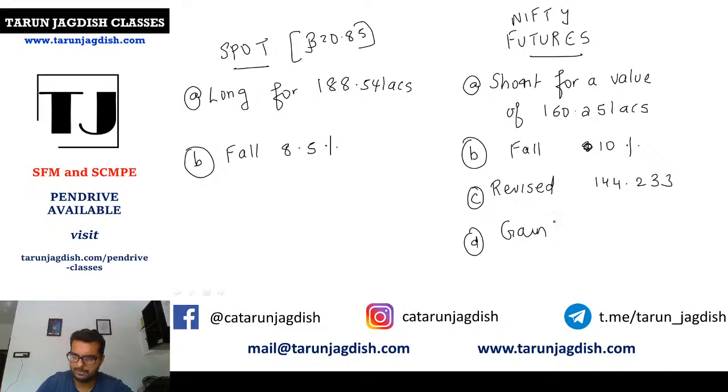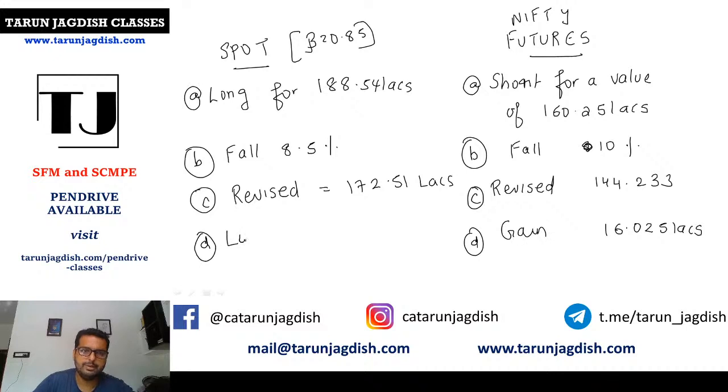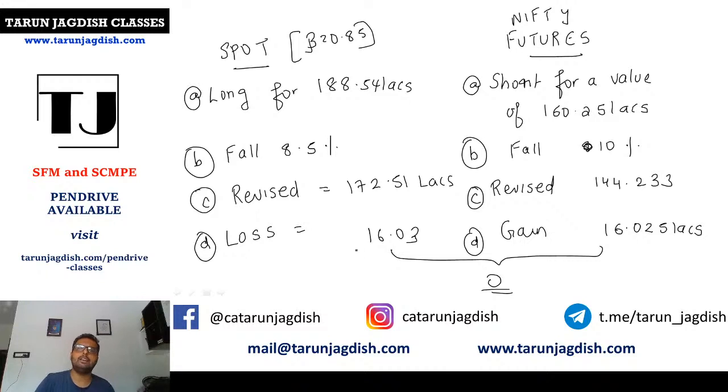So here I will cancel short, the other one is long. So I will make a gain over here of 16.025 lakhs. Okay. Whereas in the spot market, the revised value, if it's falling by 8.5%, will be 188.54 minus 8.5%, that is 172.51 lakhs. All right. So if this is the case, I'll make a loss over here. What is the loss I'll make over here now? I'll make a loss of 16.03 lakhs. Net gain or loss will be 0. Hence proven that whichever way the market moves, I will not make any gain or loss. Hence I am having a perfect hedging.